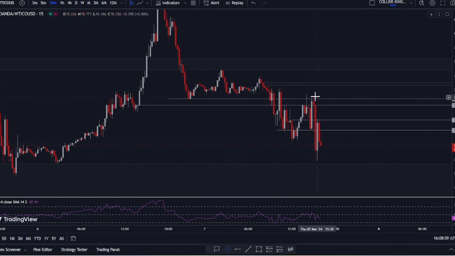But based on the fact that price came all the way to my plan B, which is 79.09, right? My take profit is going to be at 78.09 basically. So my take profit is going to be at 78.09.